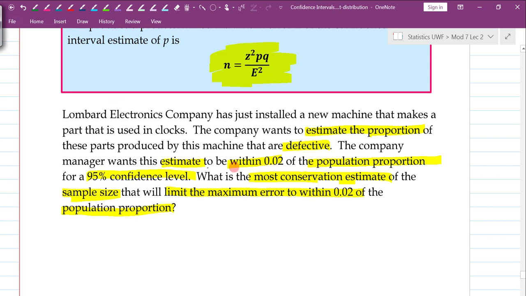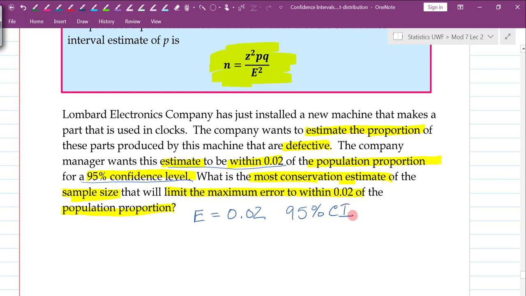So let's write down everything that we know and that we learned as we read through. So we want the estimate error to be within 0.02. That's E. E is equal to 0.02. And then we want to be 95% confident. So 95% confidence interval. Notice we're solving for N.